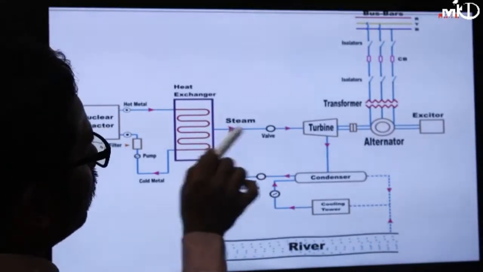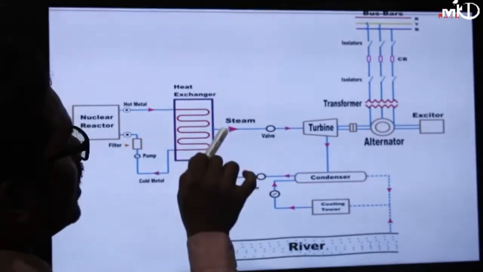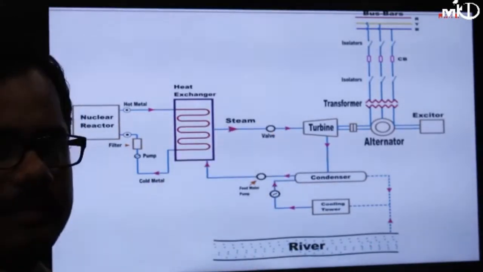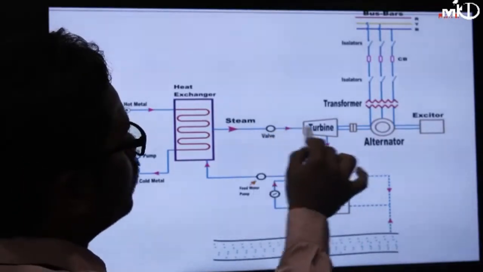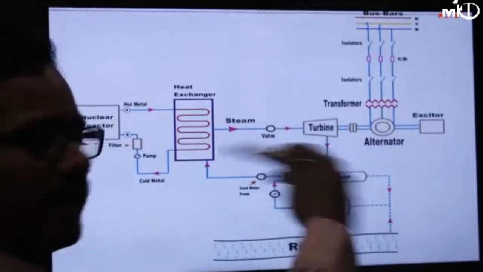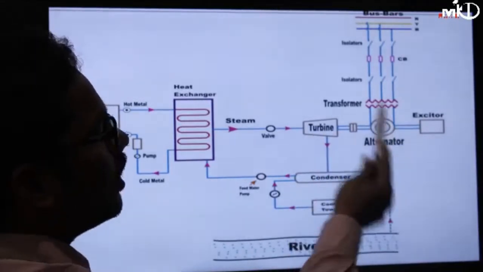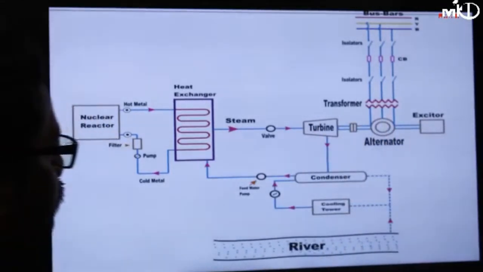And what about the steam? After producing the steam, it goes through your valve. A regulating valve is there. You have to put it on and off, and the steam will come to your turbine blade, and the turbine blade rotates. Consequently, what happened? Your alternator rotates.